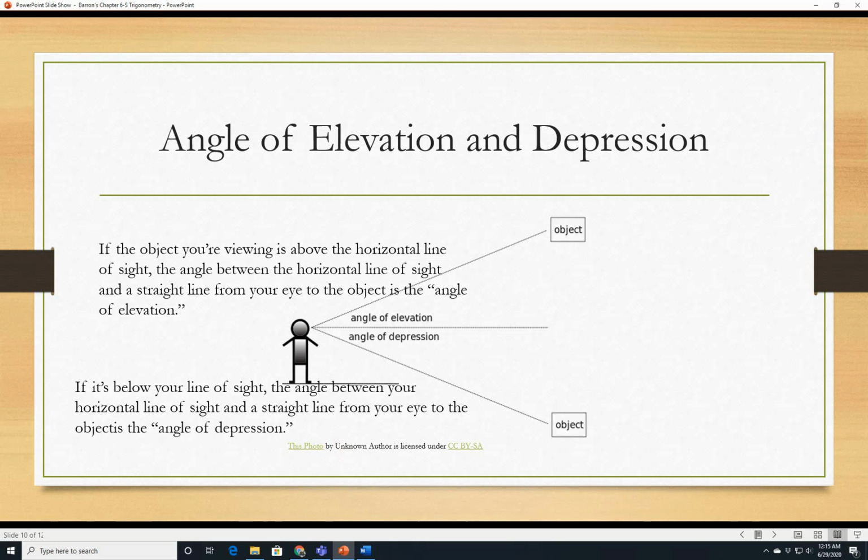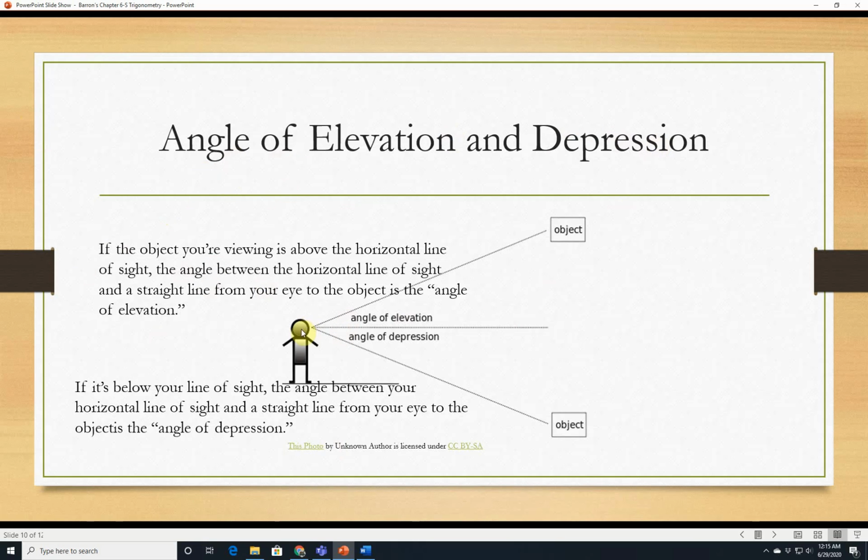The angle of elevation and depression. If you've seen my other video on this, you can realize that I just directly copied it from that to this. If you don't like it, again, sue me. All right. Angle of elevation and depression.